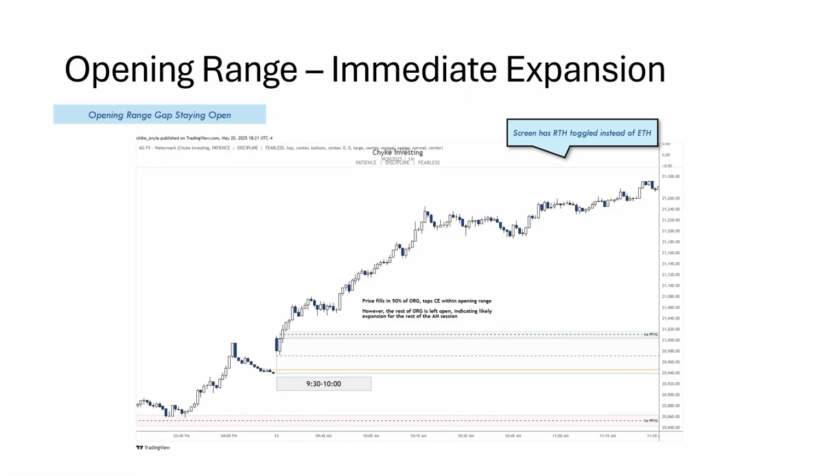Another example of an immediate expansion is kind of vice versa, where we don't fill the whole opening range gap. We immediately expand away from it. So you can see we're still toggled to RTH here. This was 4:59 last night, and then the 9:30 open, right? You can see that there's a gap in price here. Price returns back to this consequent encroachment and then leaves the rest of the gap open and immediately expands away, right? Within the first 30 minutes of trading. And what this will set us up with is typically a continuation of that move throughout the rest of the AM session. All right, so price will just continue to expand away for the rest of the AM session.